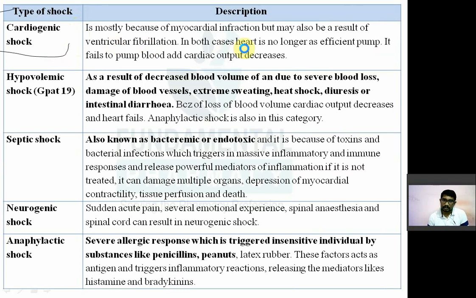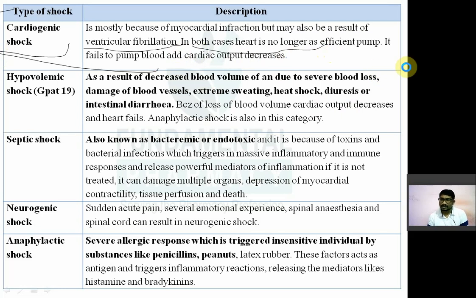Ventricular fibrillation means excessive ventricular contraction, around 350 contraction beats per minute, known as ventricular fibrillation. In both cases, the heart no longer remains an efficient pump and fails to pump the blood. Cardiac output decreases. That is known as cardiogenic shock. Now what happens in cardiogenic shock?